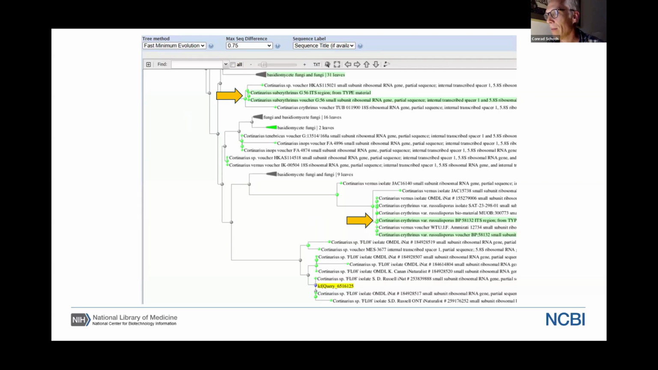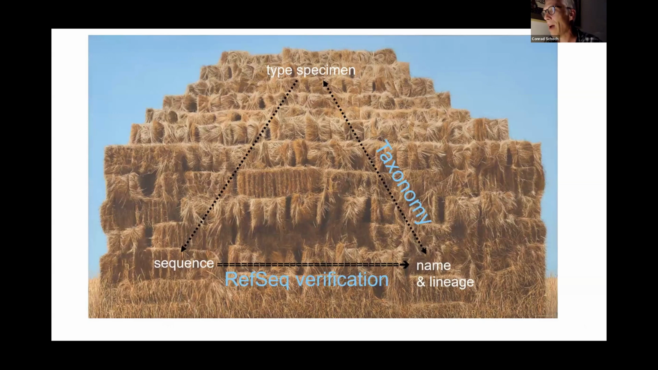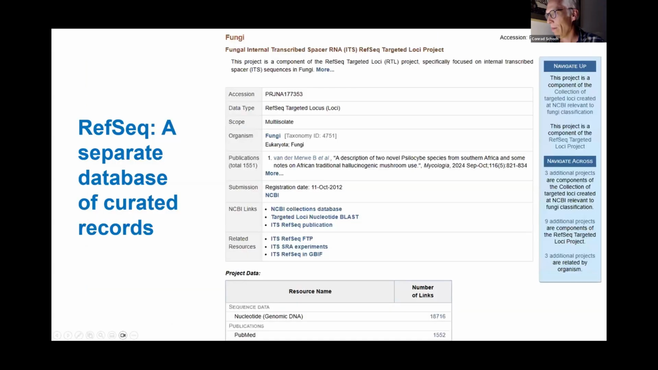Now I can give you something more about types here. Of course, there's this interaction between the type specimen that we get from taxonomic descriptions and the sequence that came from that. We have a separate database in GenBank called RefSeq that consists of curated sequences. These are sequences that are selected because they meet certain criteria, like being from a type. And in those sequences, we are more confident in their name and lineage. Here's a breakdown of the RefSeq ITS database. We have it for other gene loci too.